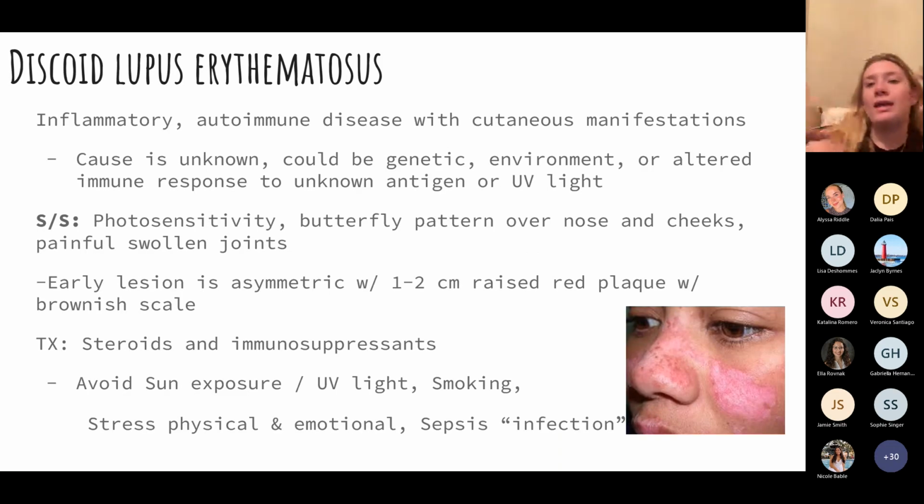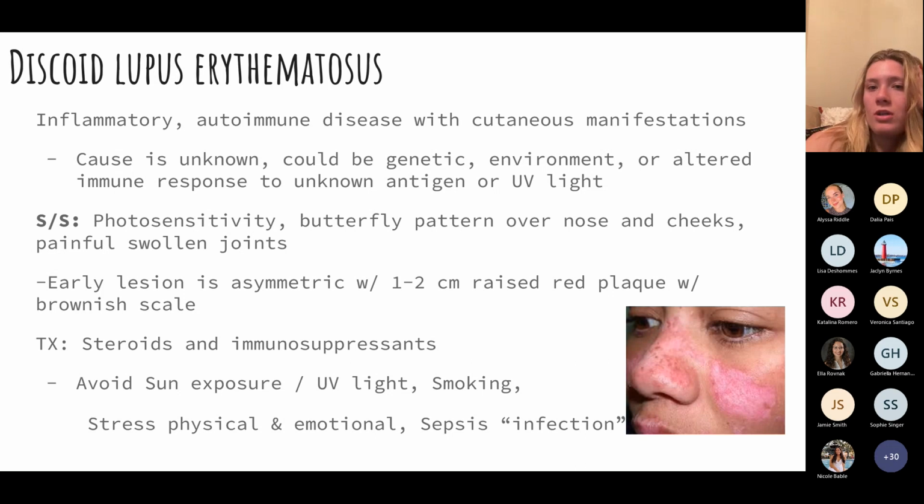When we're talking about connective tissue and integumentary, this is our discoid lupus erythematosus. This is our inflammatory autoimmune disease with skin manifestations. Usually the triggers are going to be UV light. That's a big one, like tanning beds, sunlight, etc. They're going to have photosensitivity, specifically this butterfly rash over their nose and their cheeks, painful swollen joints, and some other plaques.